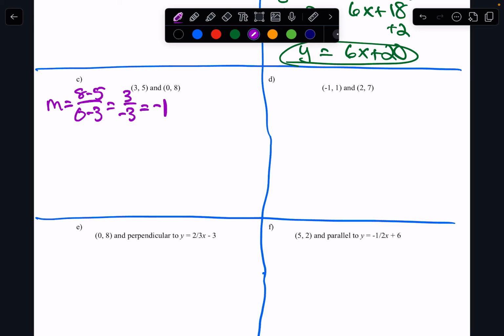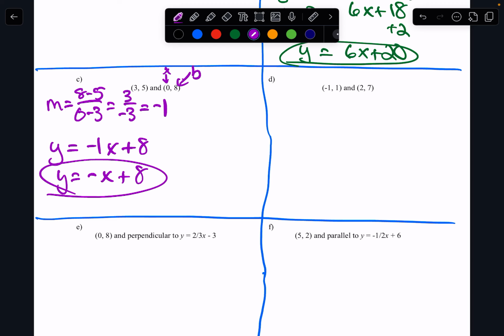Now, when we're looking at these points, remember, this is x. That's a 0. So we know that this is our y-intercept. So we can go ahead and just plug that in instead of using the point slope form. y equals negative 1x plus 8. And now we don't write the 1, we just do y equals negative x plus 8.